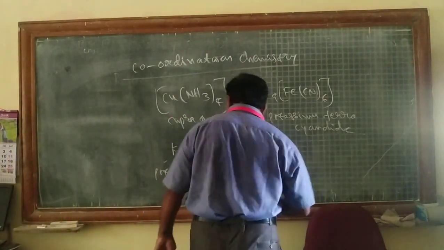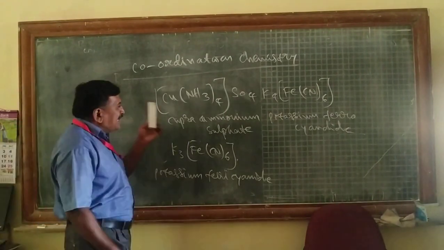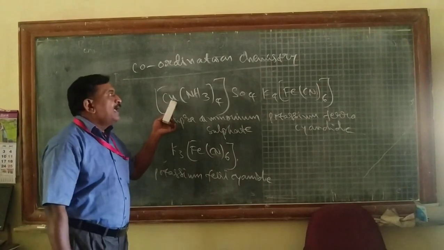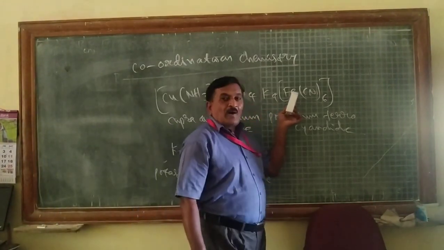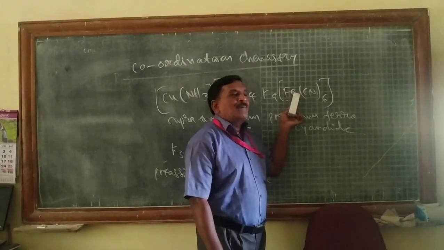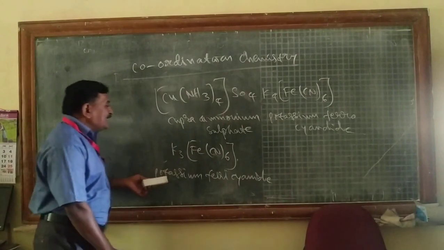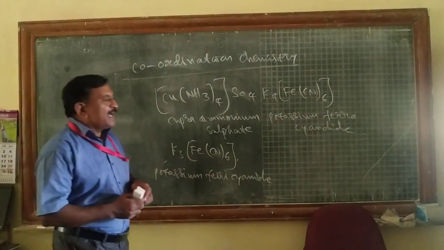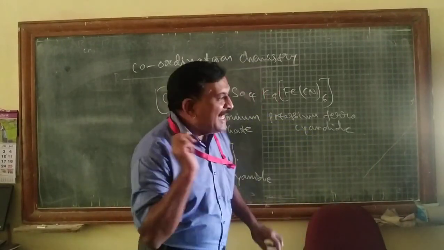In these compounds, copper is called the central metal ion, and ammonia is called the ligand. In the ferrocyanide structure, iron is the central metal ion and cyanide is the ligand. In the same way, in the ferricyanide, iron is the central metal ion and cyanide is the ligand.